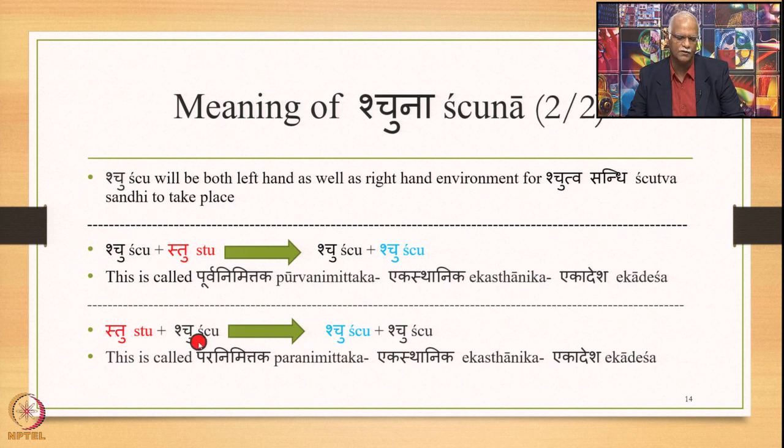And also if you have stu plus stu, where stu is the nimitta of stu, stu is para, so this is paranimitta, and then this stu, which is the karyi or the sthani, will be replaced by stu, which is the karya or the adesha. So we have stu plus stu, and stu will be substituted by stu, and the output returned would be stu plus stu. So this is the paranimittaka ekasthanika ekadesha.